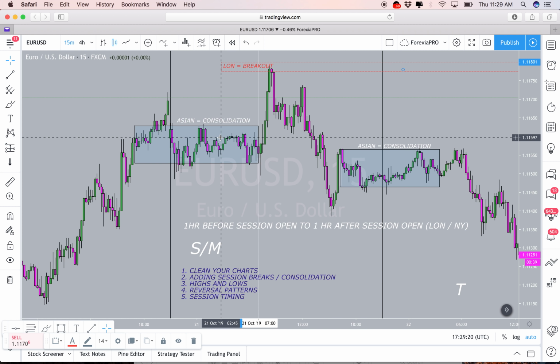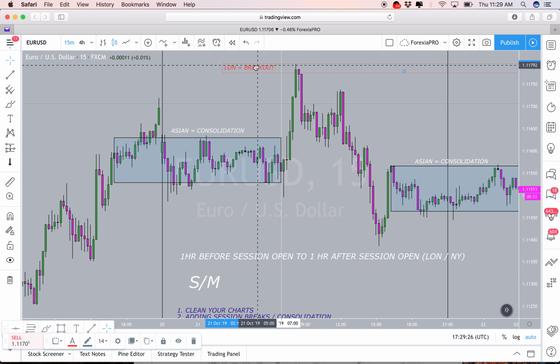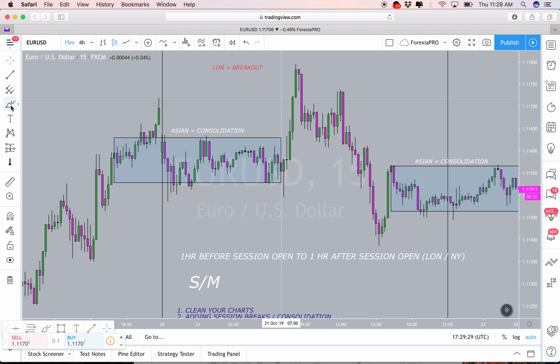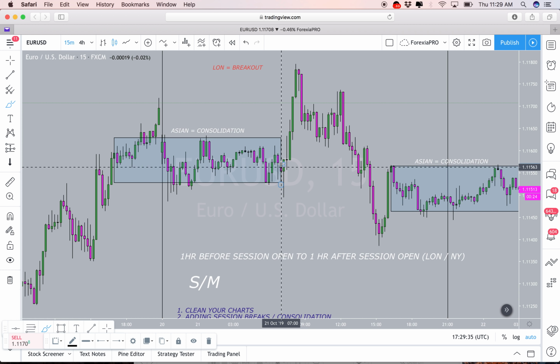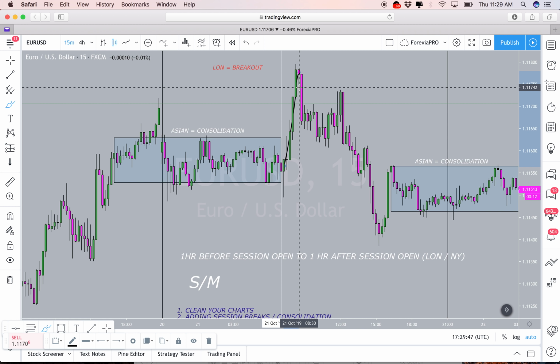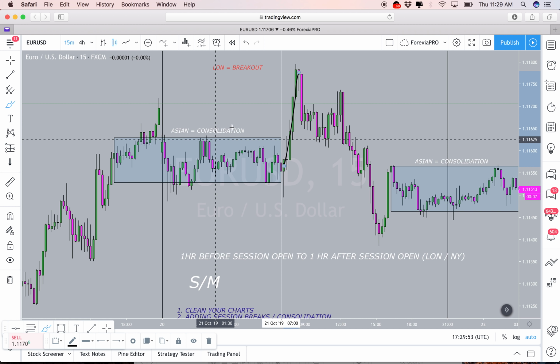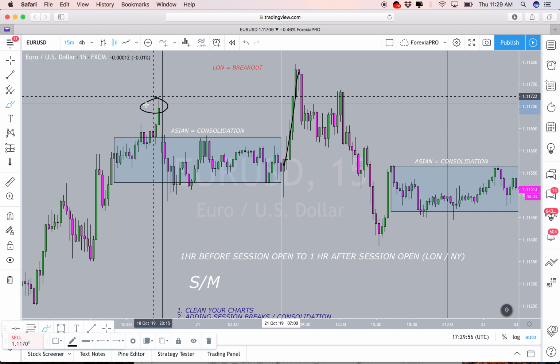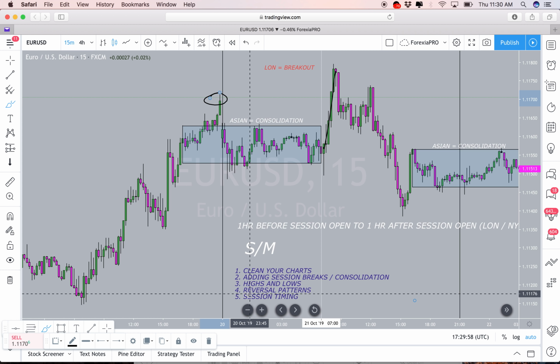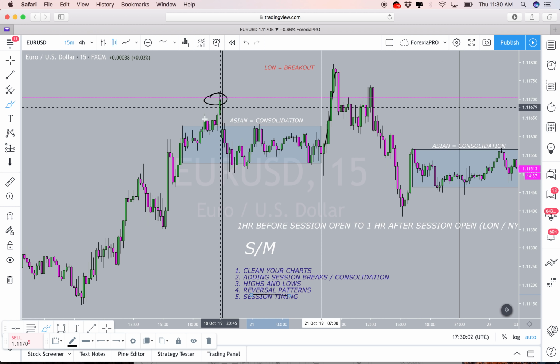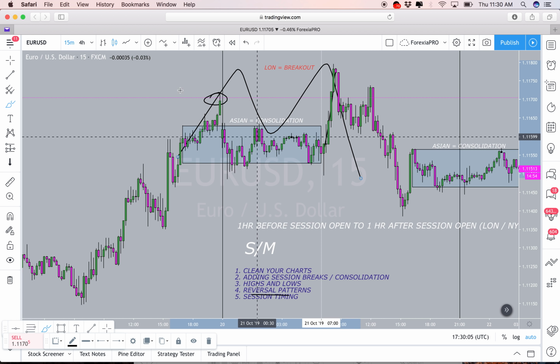Okay? So, check this out. Here's a perfect example. Right when London session opens, the next 15-minute candle, or the next 4 15-minute candles, they break to the high. They break out of that Asian session consolidation to the high of the previous day. Okay, here we go. Reversal pattern. What's the reversal pattern here? M formation off the high.